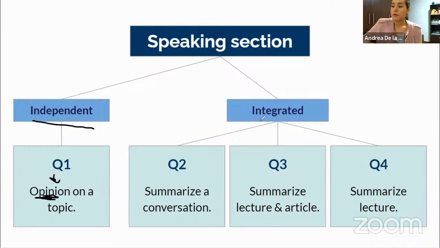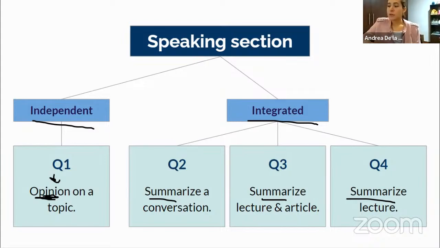Now, in the integrated questions, on the other hand, you have to summarize something. So for these questions, imagine yourself like you're a news reporter. You will read something or you will hear something and you have to summarize that. You have to say, so in this conversation, this person said this and this and that. And you can talk about yourself in the integrated ones.